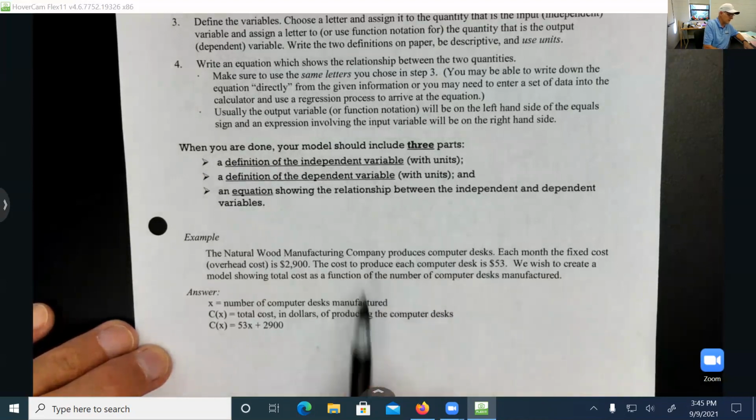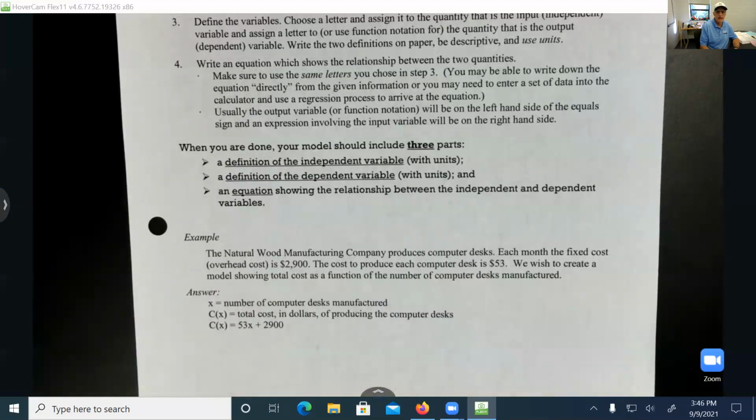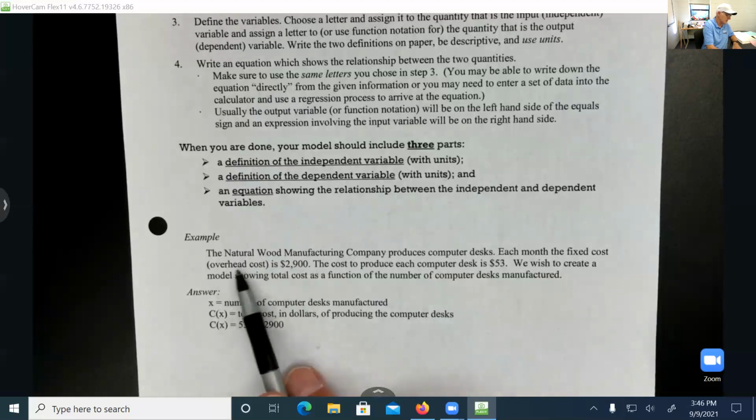So let's just understand the scenario. We have a manufacturing company here, and they're manufacturing computer desks. You might think about what overhead cost means. These are sometimes called fixed costs. Maybe it's the cost to rent the building, it's the utilities like the electric bill, the gas bill, and so on. And generally, those costs do not change much from month to month because we have to pay the electric bill and we have to pay the rent and so on.